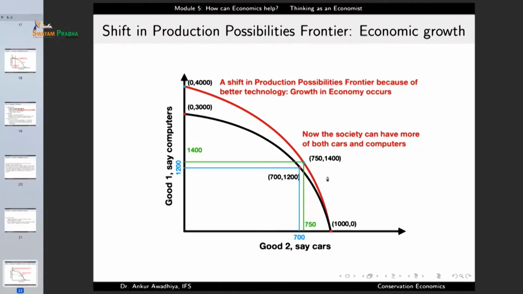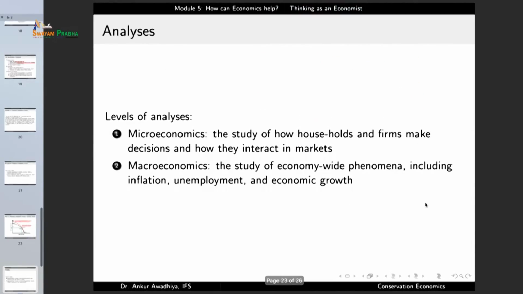Now this is an example of an economic growth. Now in the economic growth, more and more number of people can have access to more and more items. So in place of this point 700 and 1,200, now we have 750 and 1,400. This is an example of economic growth. And we can understand economic growth by looking at this production possibility frontier.